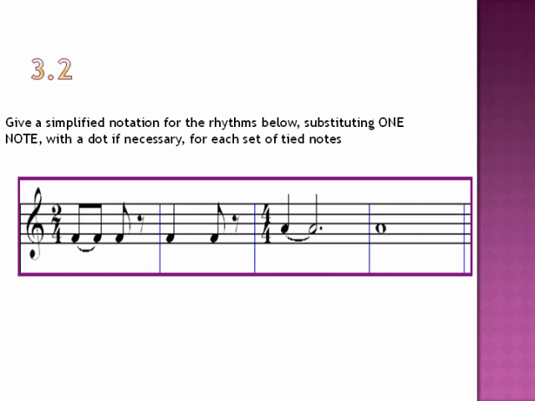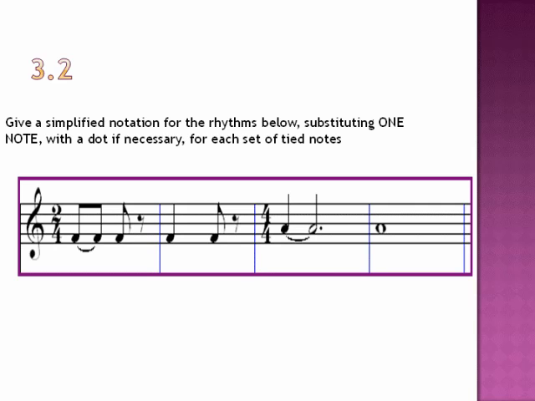3.2. Give a simplified notation for the rhythms below, substituting one note with a dot if necessary for each set of tied notes. There's another assignment that you do that says give one note, and some people do not read that instruction. Habitually, they do not read that. Give a simplified notation, substituting one note with a dot if necessary for each set of tied notes.